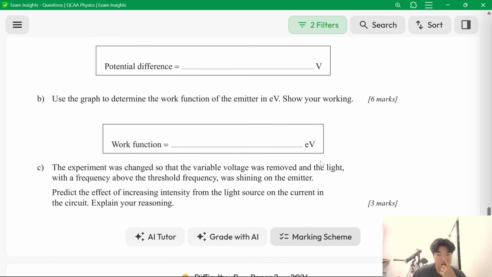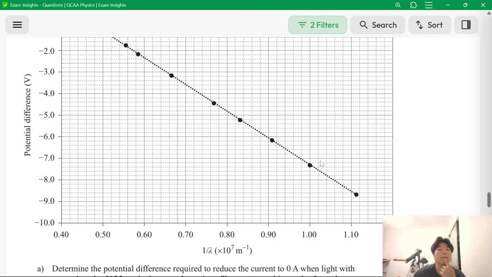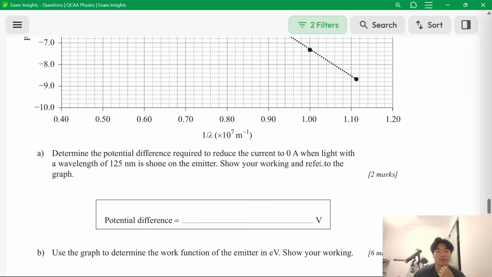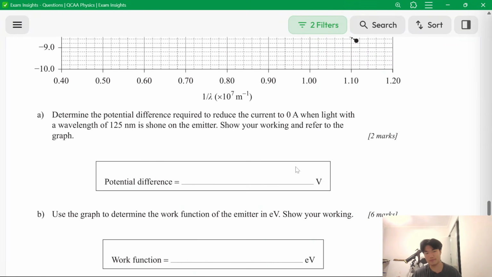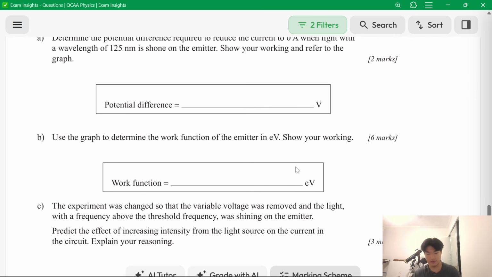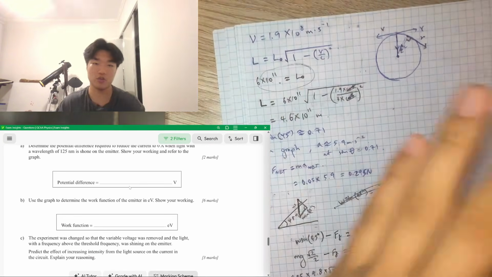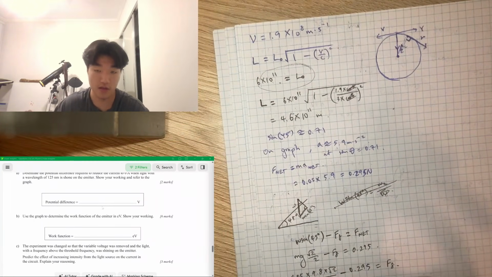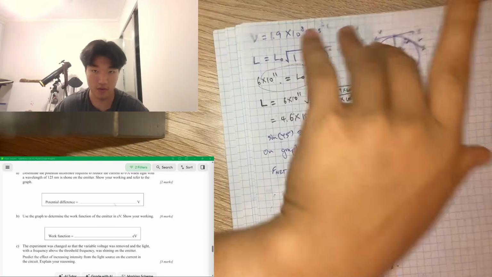Part B, use the graph to determine the work function of the emitter in electron volts. Okay. Pretty big part of the question, but it should be pretty simple. Okay, and I'm not being overconfident. Don't let it overwhelm you. Ensure that you at least try every question before you get scared. Okay, because that's very crucial.